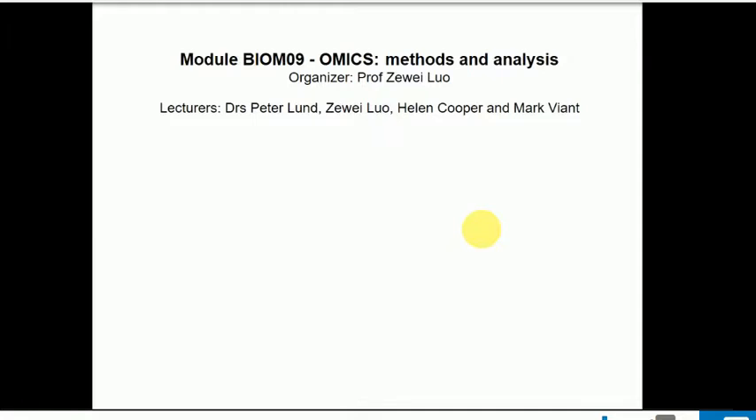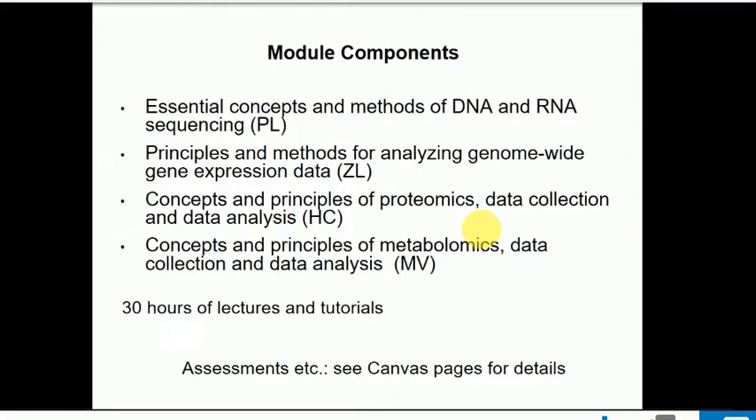So it's quite handy me kicking this off, really. It fits in quite well with what I talked about this morning. We're going to be looking at DNA sequencing and methods for DNA sequencing, and I've already given you some background about why this might be important, and I'm going to give you a little bit more in a moment. So we're covering these topics, essential concepts and methods of DNA and RNA sequencing. I'm going to be doing that in the two lectures today and the two lectures next week, and then looking at genome-wide expression data from Professor Luo, proteomics and metabolomics. About 30 hours in total of lectures and tutorials, data handling.